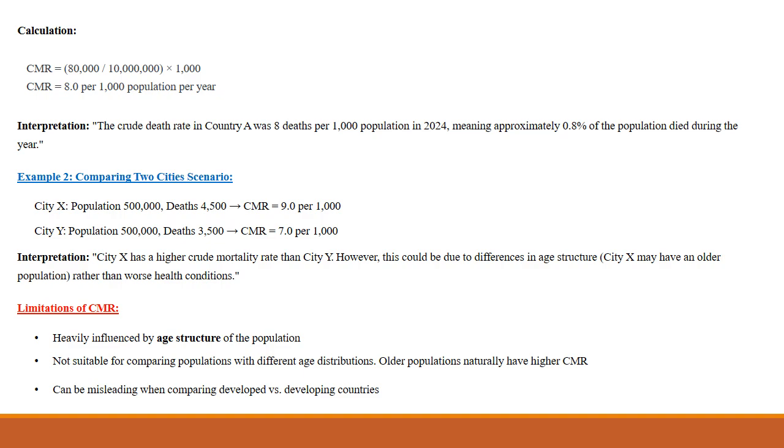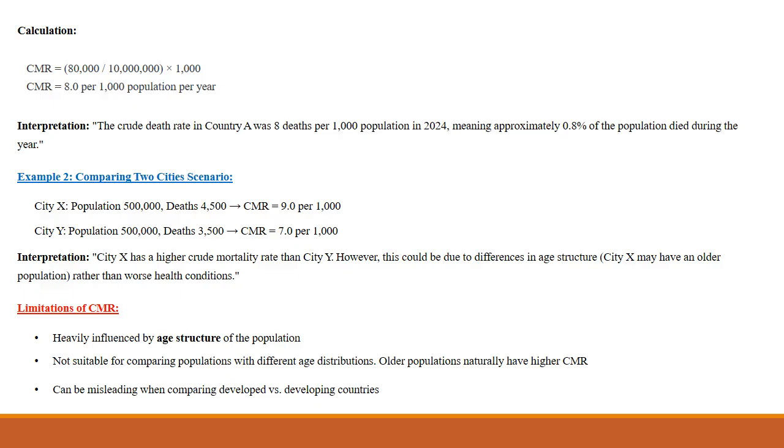Now we will compare and interpret our results. City X has a higher crude mortality rate than city Y. This could be due to differences in their age, because there is no consideration of age groups in this calculation. This is the limitation of CMR.